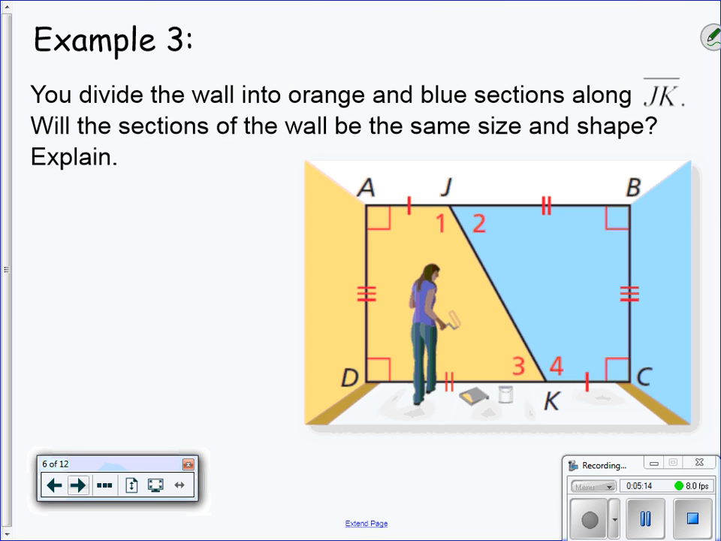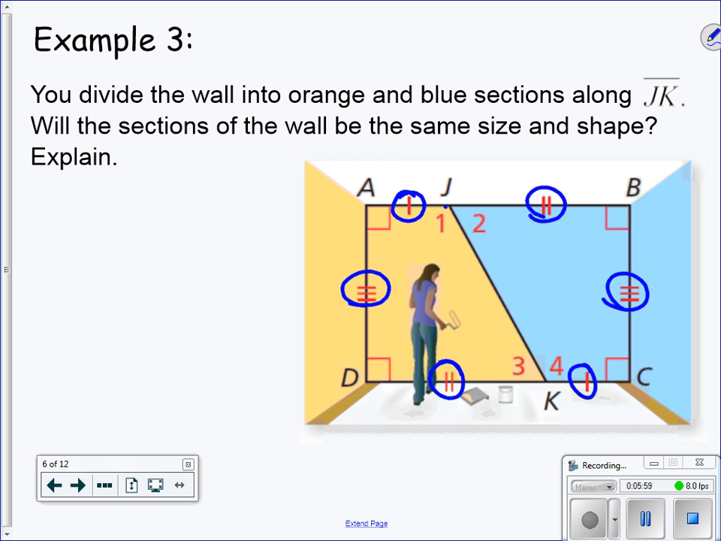Okay, so it says you divide the wall into orange and blue sections along JK. Will the sections of the wall be the same size and shape? So in order to be congruent, they have to have congruent corresponding angles and congruent corresponding sides. That makes them the same size and the same shape. So let's just look at this here. We have that we've got this side being congruent to this side. So AJ congruent to KC. We've got DK being congruent to JB. And we have DA being congruent to BC.